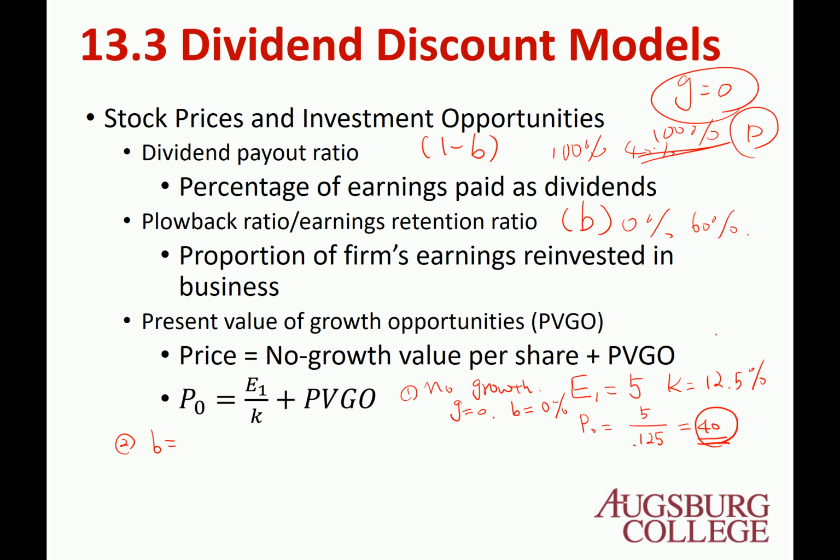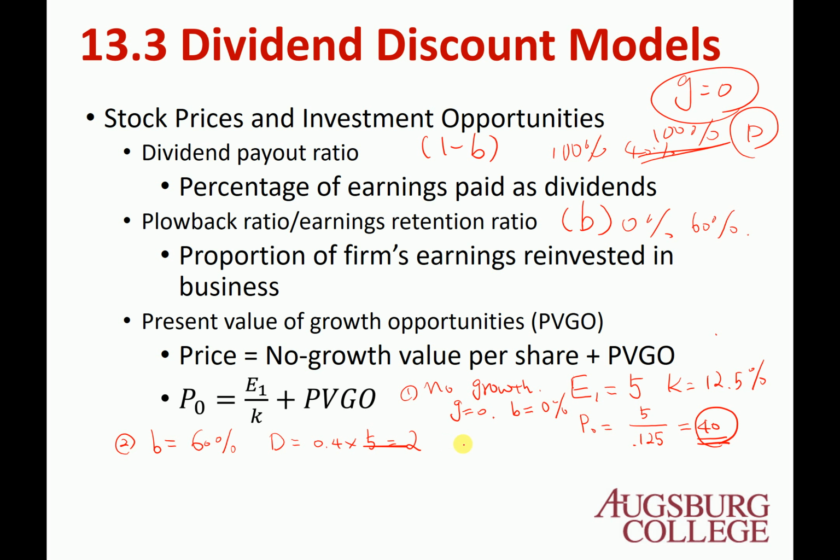So let's say we retain 60% of the income and pay out 40%. So dividend will be the 40% times the income, which is $5. So $2 dividend per share, right?